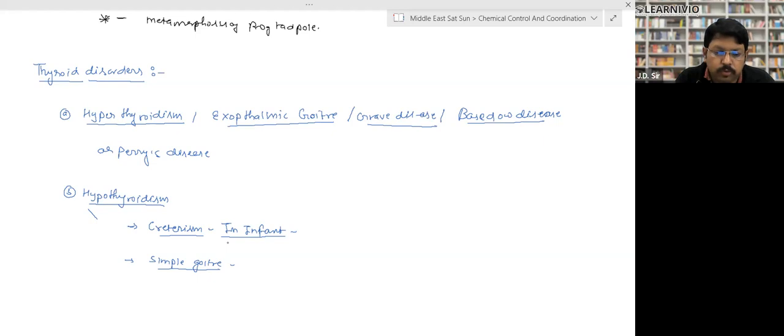Most probably we will finish this chapter in the next class, meaning we'll finish human physiology in the next class, and then we will start with plant physiology. I suggest all of you keep on revising all of the chapters and concepts we have studied in the previous classes. It should be in your mind, on your tips, right?